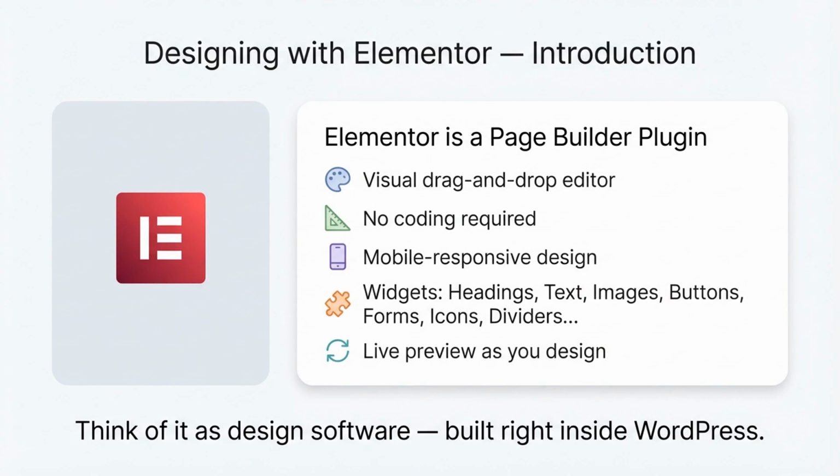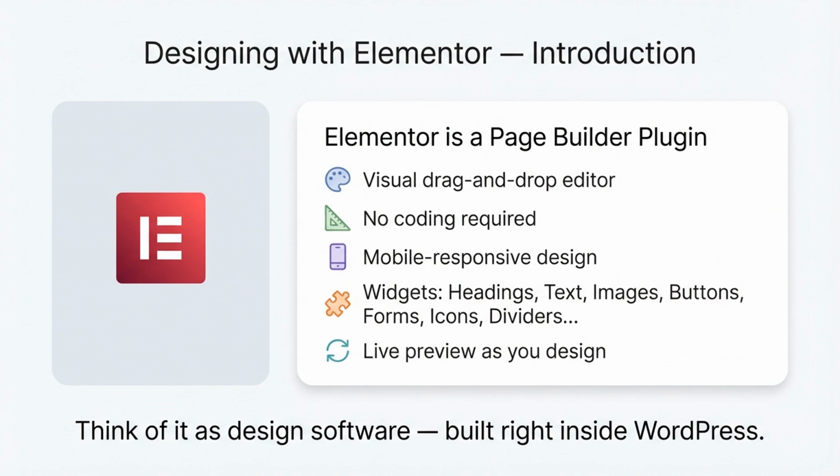Elementor is the tool we'll use to actually design and build each page visually. Think of it as design software that lives inside WordPress, similar to how Canva works for graphics, but for web pages. It's a drag-and-drop page builder, meaning you pull elements like headings, images, buttons, and forms directly onto the page and arrange them visually.